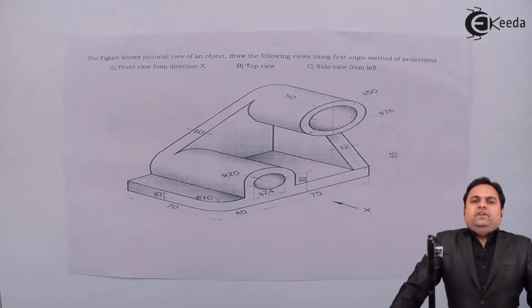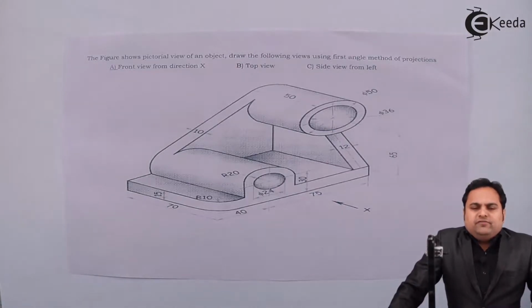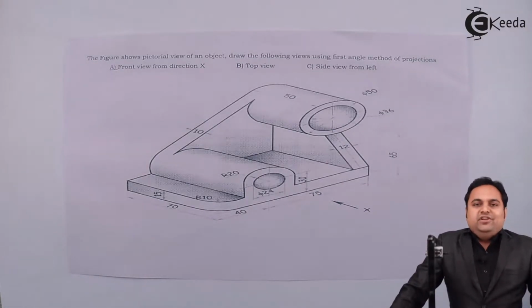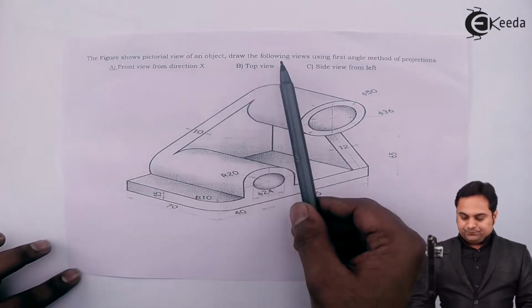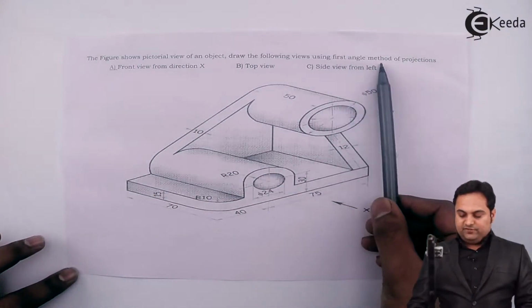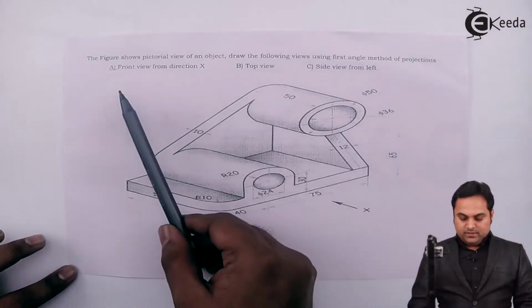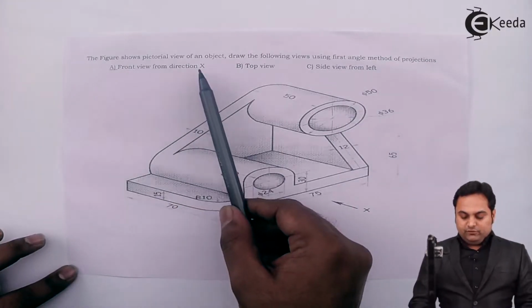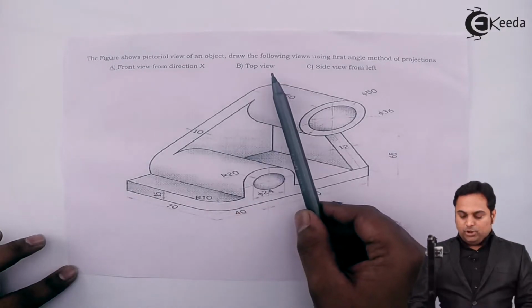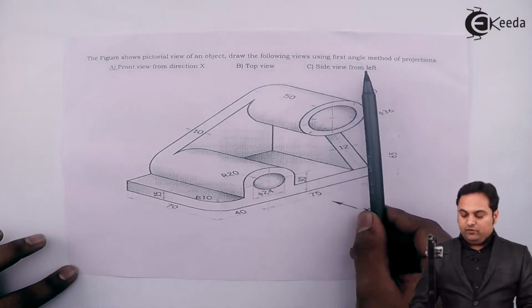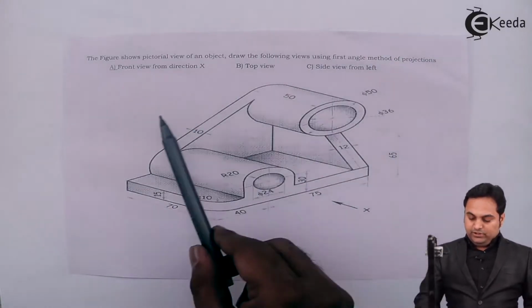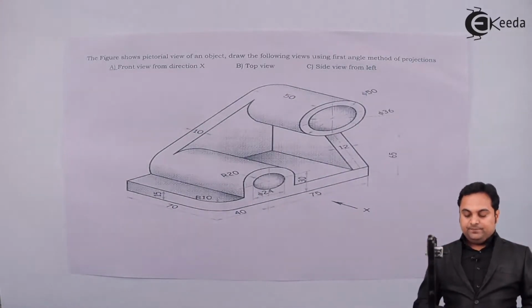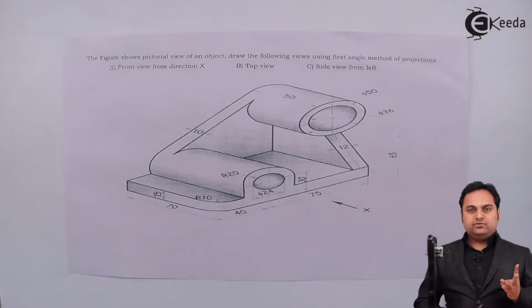Video, we are going to see a problem on orthographic projections. For that, here we have a question. The figure shows a pictorial view of an object. Draw the following views using first angle method of projection. First, front view from direction X, top view and side view from left. So in this case, the pictorial view 3D diagram is given to us and we have to draw three views.